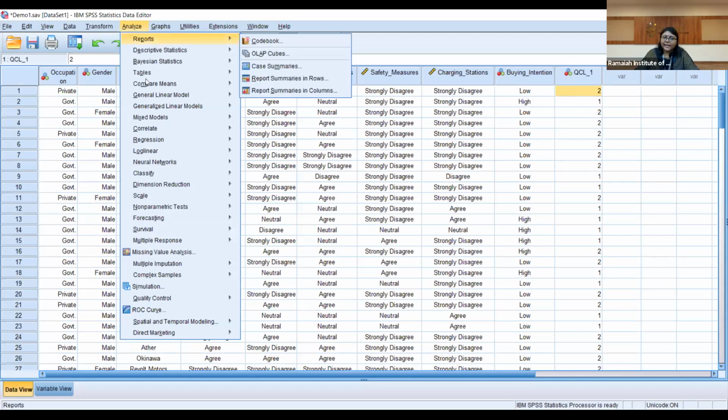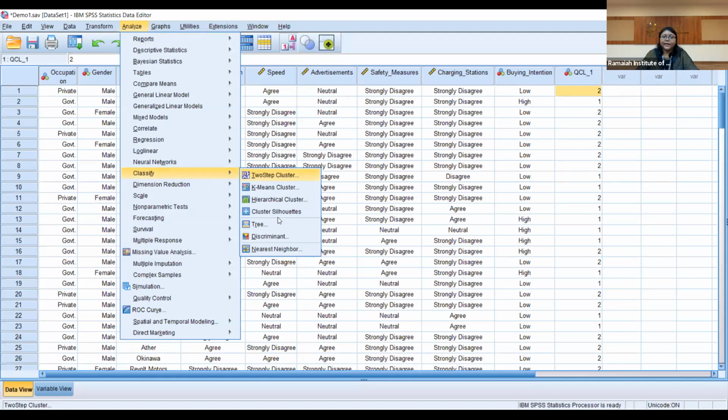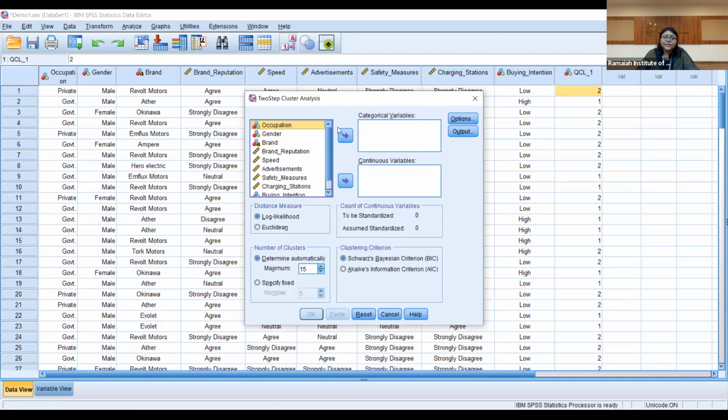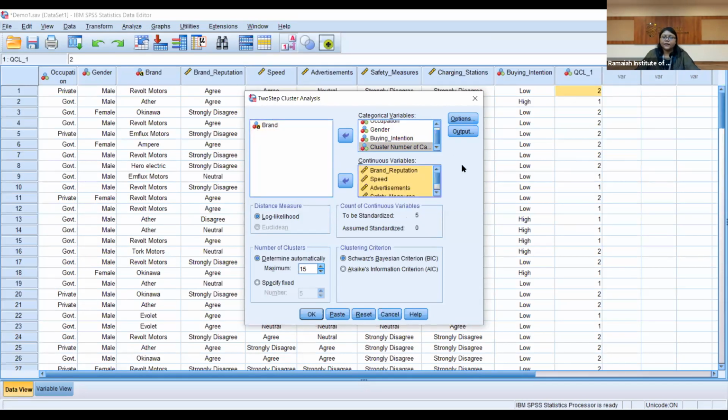In this two-step analysis, again we need to go to analyze, classify, and we have to go to two-step cluster. In this two-step cluster, all our categorical variables we'll put here and all our continuous variables we'll put here. So in this, we'll click on all the categorical variables. Now, why didn't we include the brand? Because it's a string value, and we are only considering the continuous variables and the categorical variables.